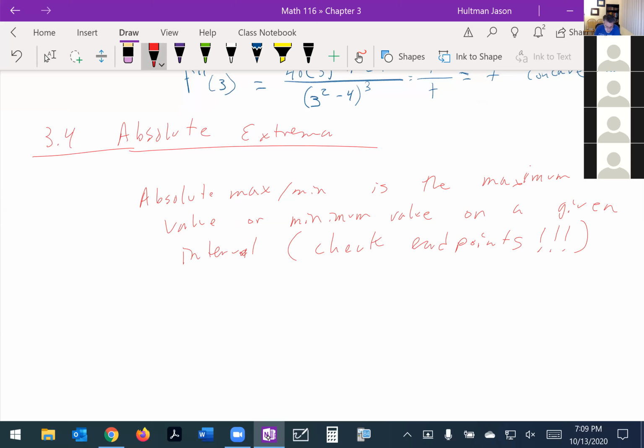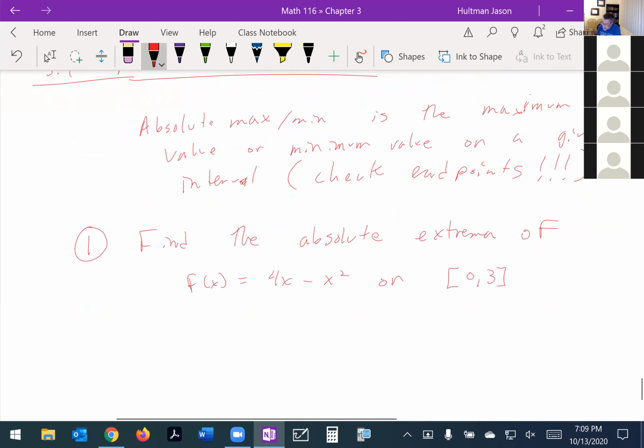Okay, so yeah, we've got to check our endpoints. So let's do that. Let's check our endpoints. We'll do 2 problems and then we'll be done for today. Okay, find the absolute extrema of f of x equals 4x minus x squared on the interval 0, 3.